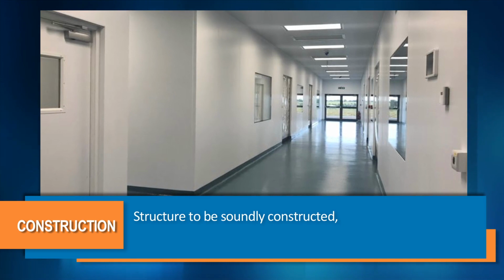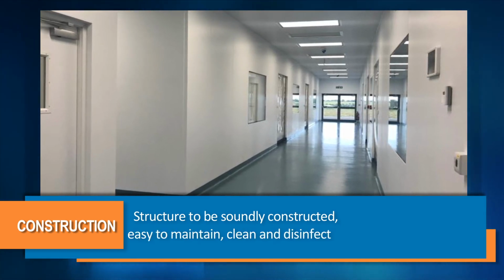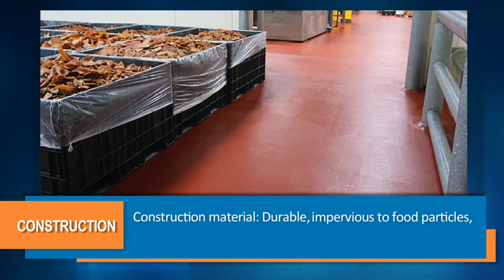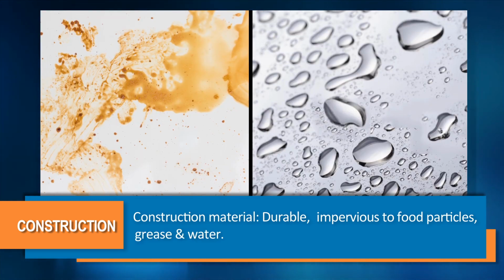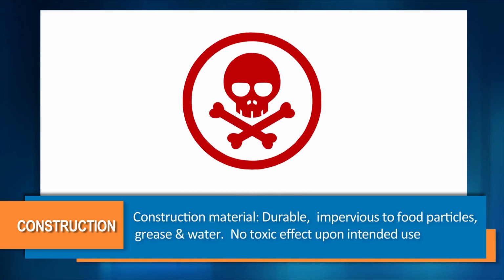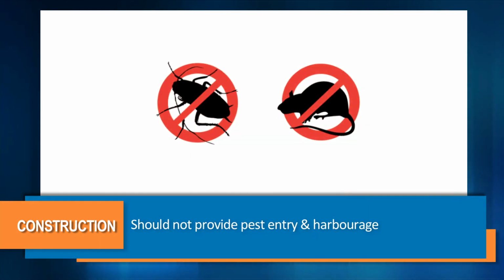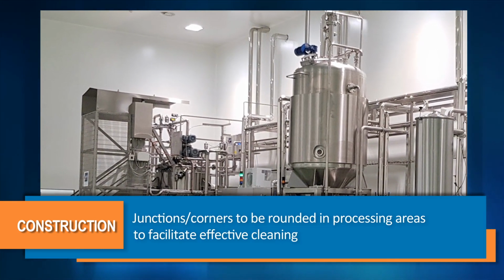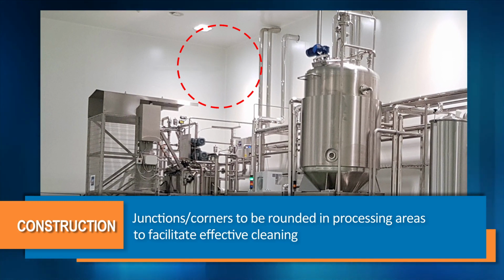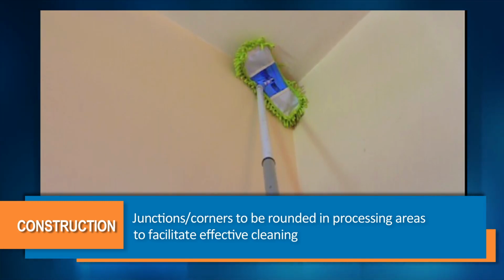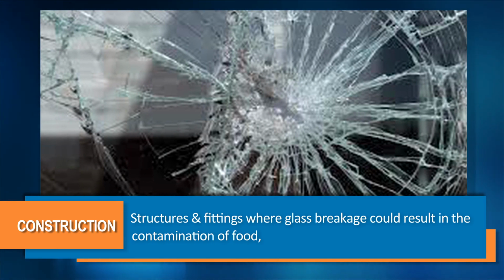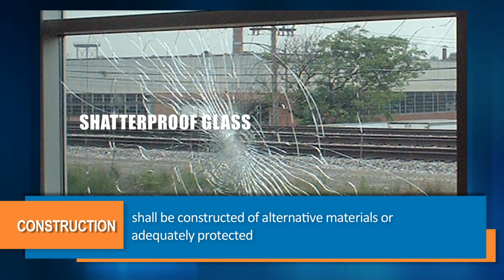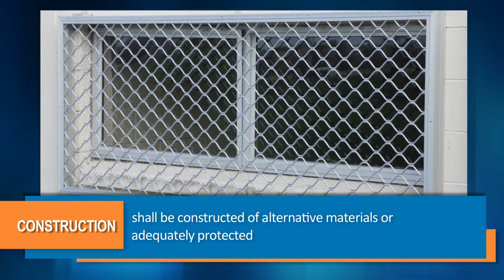The structure of the establishment shall be soundly constructed, easy to maintain, clean and disinfect. The construction material should be durable, impervious to food particles, grease and water, with no toxic effect upon intended use. It should not provide pest entry and harborage. Where appropriate, all junctions and corners should be rounded in processing areas to facilitate effective cleaning. Structures and fittings where glass breakage could result in contamination of food shall be constructed of alternative materials or be adequately protected.